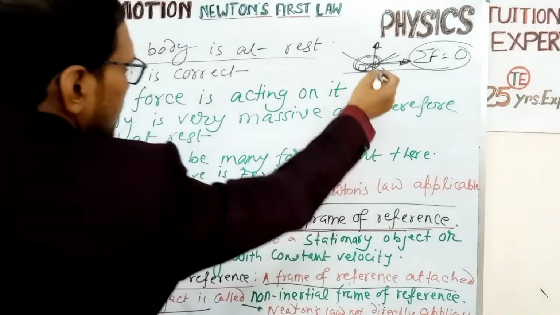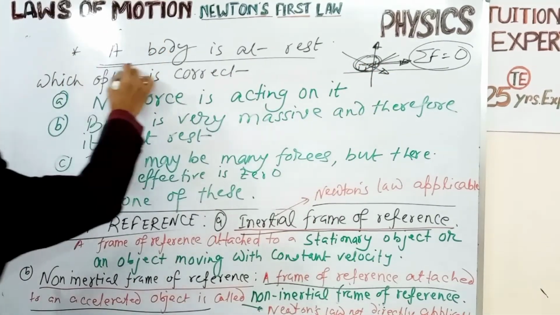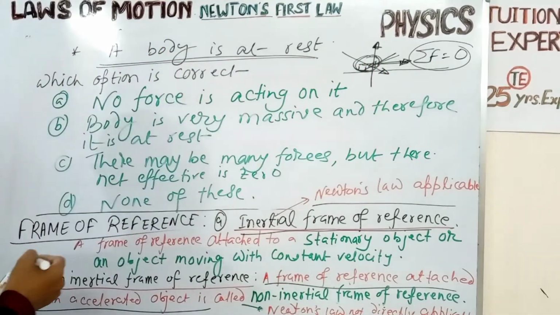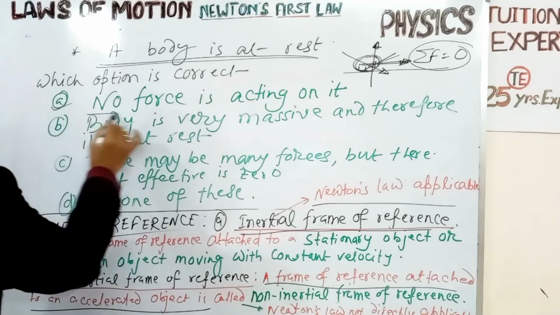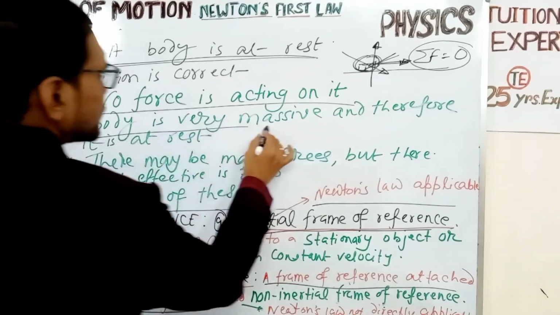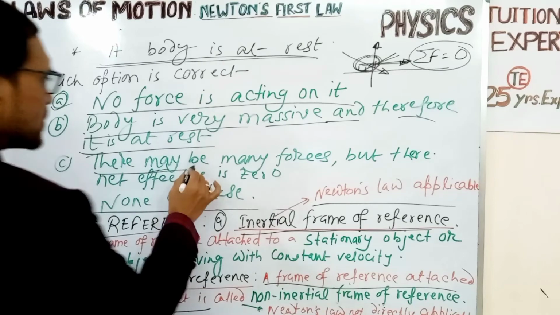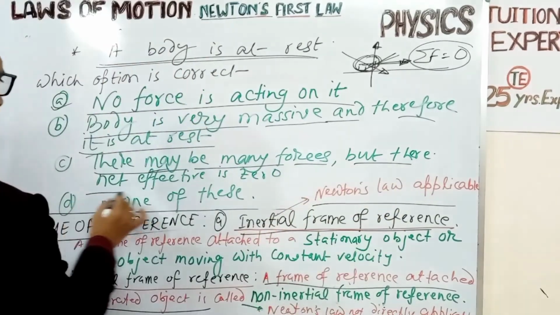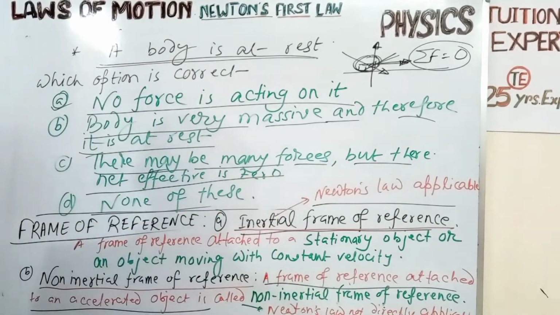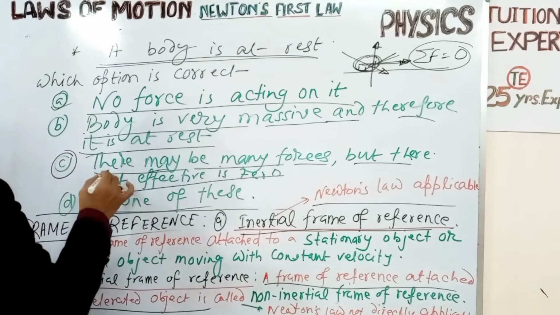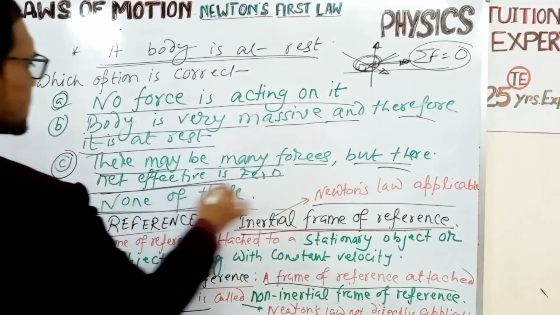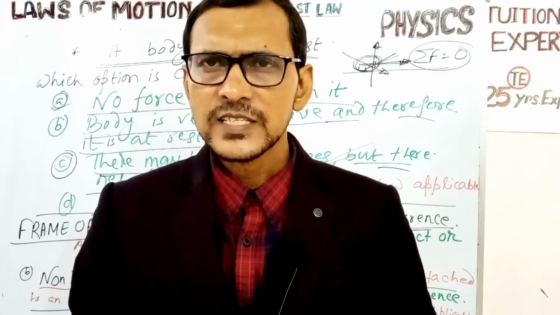Now on this theory, here is an MCQ. A body is at rest; which option is correct? A: No force is acting on it. B: The body is very massive, and therefore it is at rest. C: There may be many forces, but their net effect is 0. D: None of these. As I have discussed already, the option will be C. There may be many forces, but their net effective force is 0. This is correct. Students, this is the end of the class.